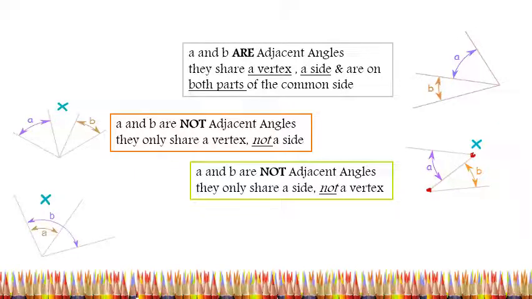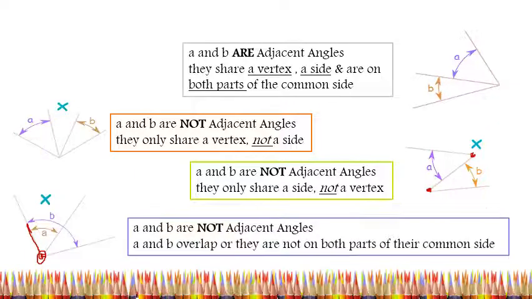Now, look, this one is confusing. Yes, there's a common vertex here. Is there a common side? Look, this one is a common side, but if we look well, angle A is to the right of the side and angle B is also to the right of the side. So I cannot say that they are adjacent angles. They are not on opposite sides of the common side.